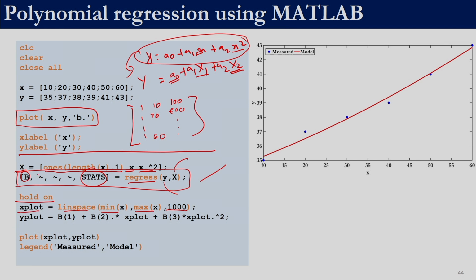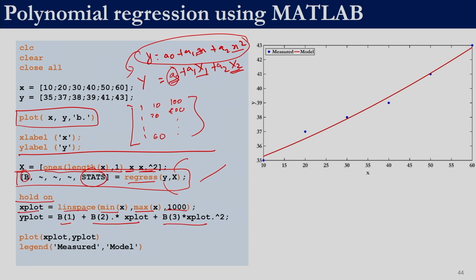Again, since we know the order in which we gave these columns, we also know in what order we will get the coefficients. The first coefficient B1 is going to be the constant coefficient, the second one is going to be the coefficient of x, and the third value is going to be the coefficient of x square.